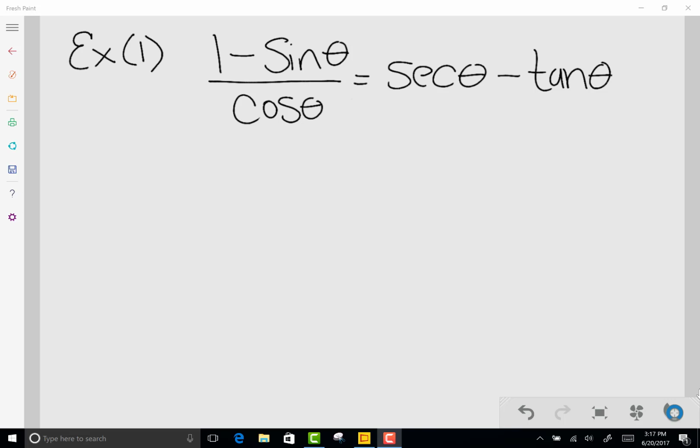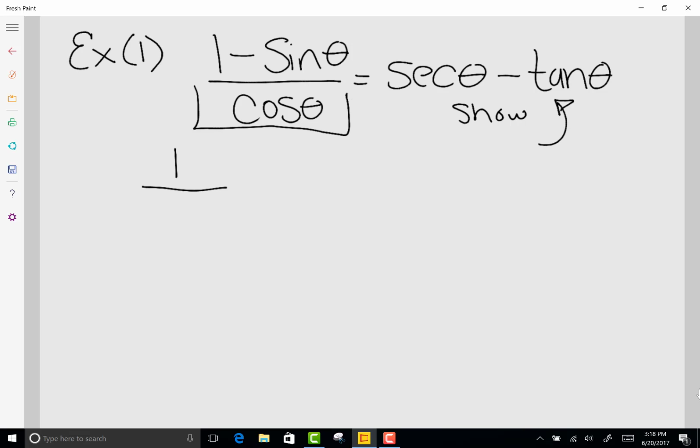Now, because in this example, I'm trying to show you how to use fractions to either break them apart or combine them to prove identities, I'm going to choose to work with the left-hand side. And I'm trying to show that it equals this side. It's already written as one fraction, so I'm going to show you how you can split this up into two different fractions. So I'm going to rewrite 1 minus sine theta over cosine theta as two separate fractions.